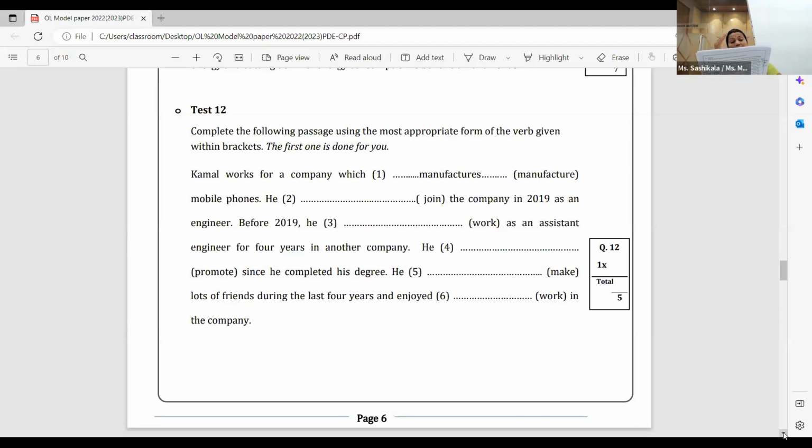Before 2019, that means even earlier, right? They are talking before 2019 he had worked. We know had is the past perfect, which we use when talking about a much earlier time. So we are inserting had worked because we are talking about a certain past. We are talking before 2019. Already 2019 is a past period and they are talking further back from 2019. So we have to use before 2019. We can also say before 2019 he had been working. Had been working as an assistant for 4 years in another company. But you can also say had worked is the most appropriate one.